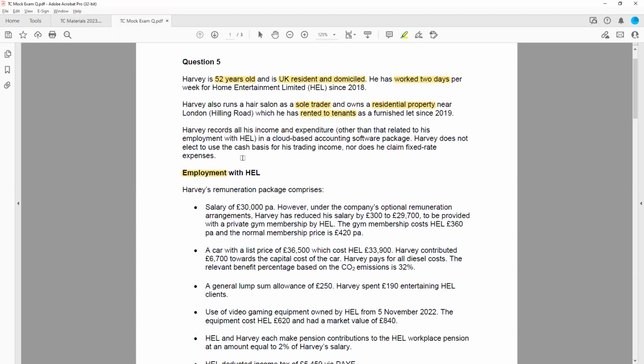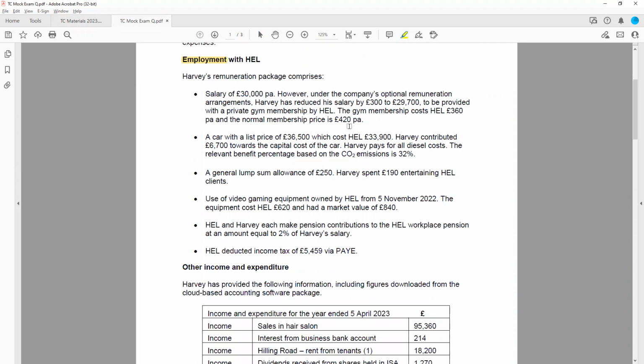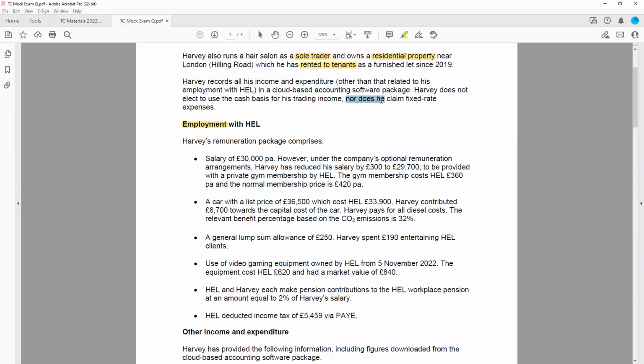So of course, cash basis is that simplified method for small businesses. It makes it easy. If you think back to before you'd started learning accounting, cash is easy, isn't it? Cash that comes in, cash that goes out. But of course, with accounting, we're using the accruals basis, and we know we're using the accruals basis there for the trading income. And he doesn't want to claim the fixed rate expenses. So again, that's going to be useful for the trading income when we're thinking about that. But we're told about the employment income first of all, so I'm not even going to worry too much. I'd probably just make a note here: doesn't claim fixed rate expenses, does not elect to use the cash basis. So I'll just remember that when I come back to the trading income.